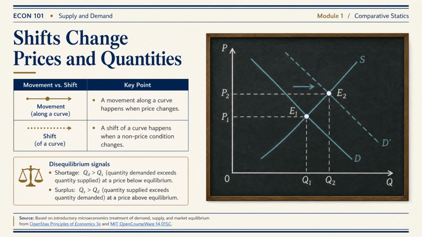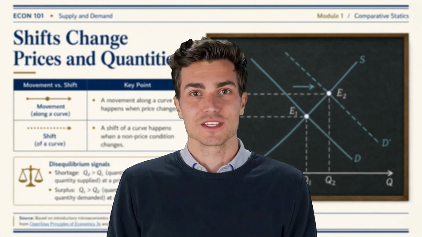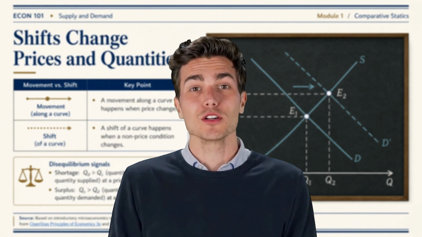This is where we see the difference between a movement along a curve and a shift of a curve. A movement happens when only the price changes, causing us to move to a different point on the same curve. A shift, however, occurs when a condition other than price changes, like a change in consumer income or production technology. In the graph, you can see the entire demand curve has shifted to the right, from D to D prime. This shift creates a new equilibrium, moving from E1 to E2, which results in a higher price and a higher quantity being traded. Understanding these shifts helps us predict how real-world events affect market prices and quantities.